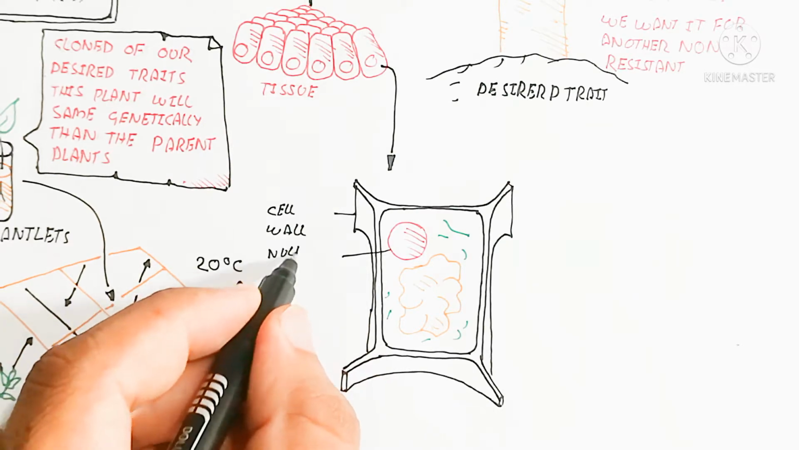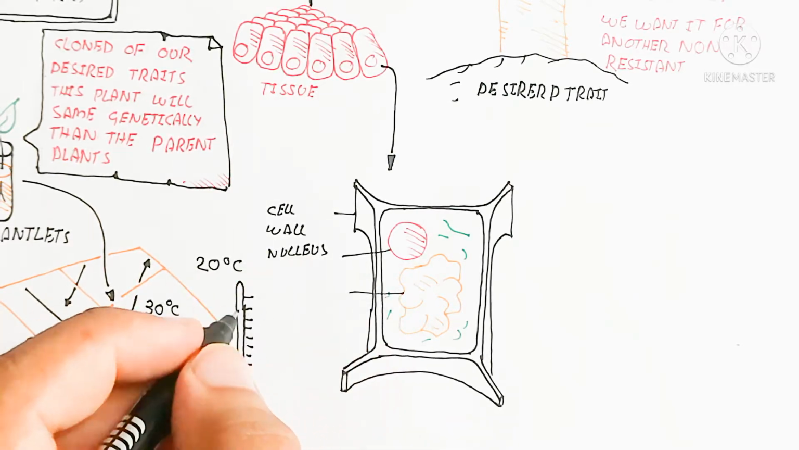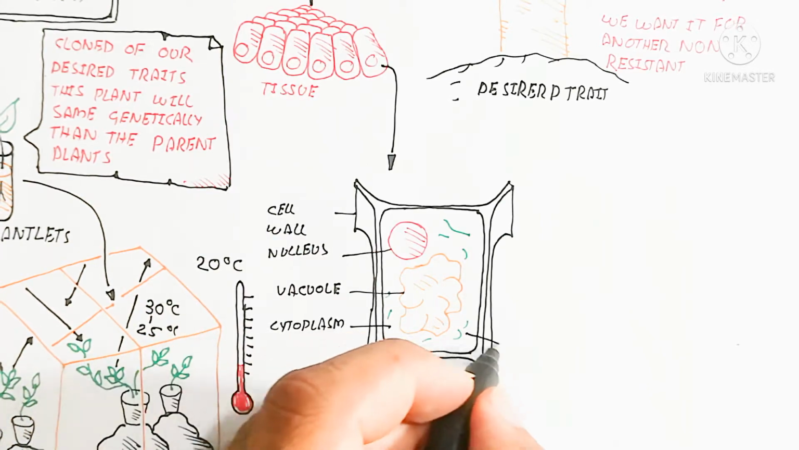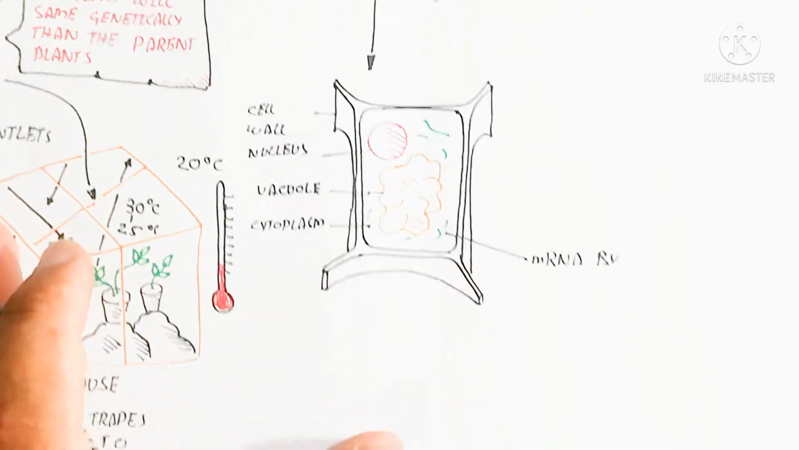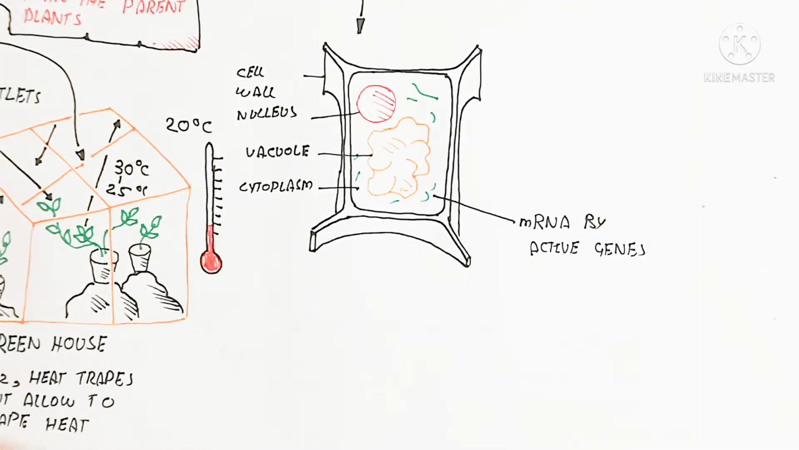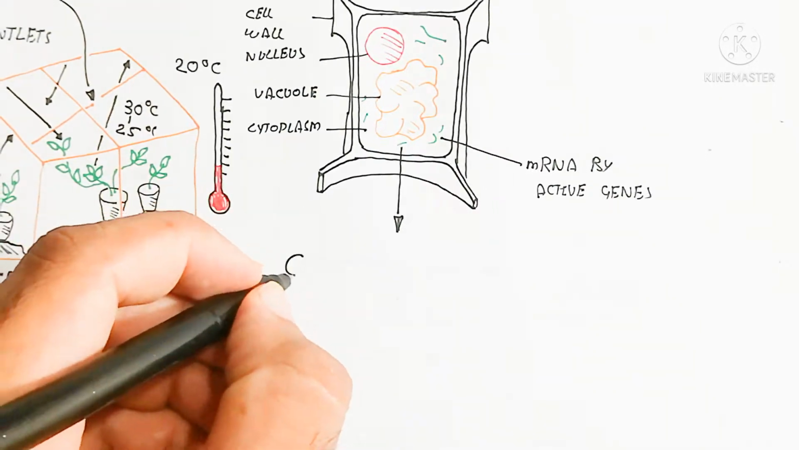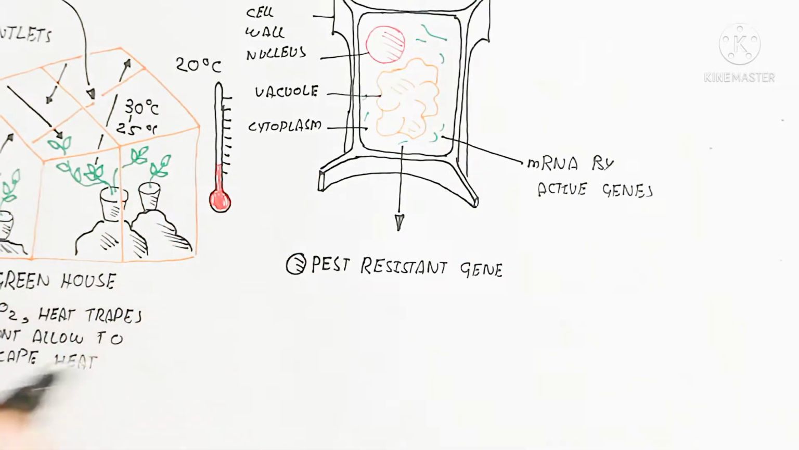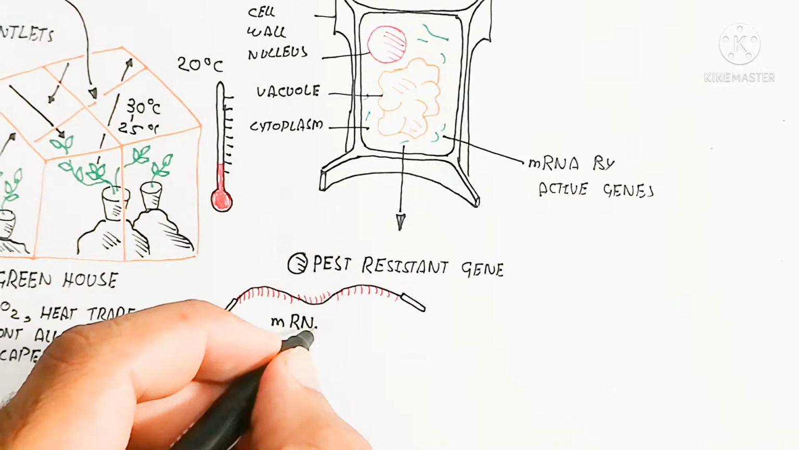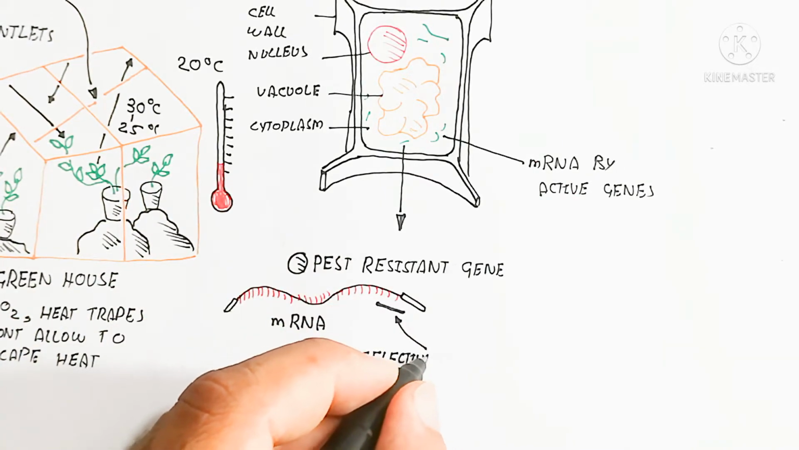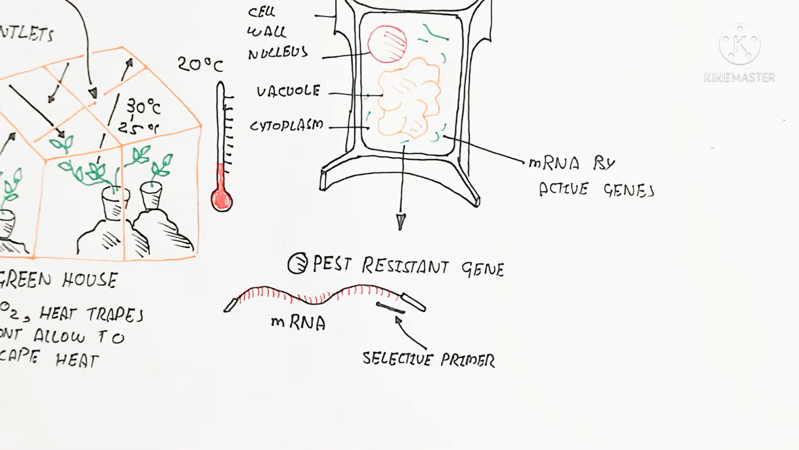Why? Because the gene is active in the form of messenger RNA due to transcription, which means the gene is active. That is the gene that is resistant to the pest, herbicide and chemical, for example. When we separate the messenger RNA, it is known as the pest-resistant gene containing messenger RNA. Then we select a primer, prepared in our laboratory, that is complementary to the messenger RNA for our desired gene.